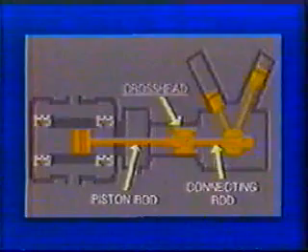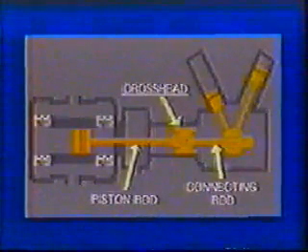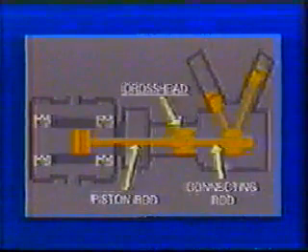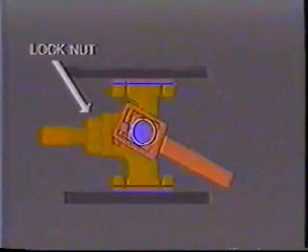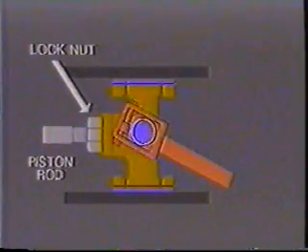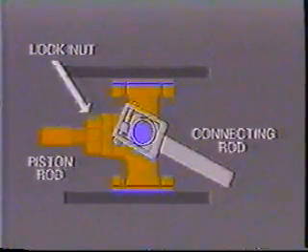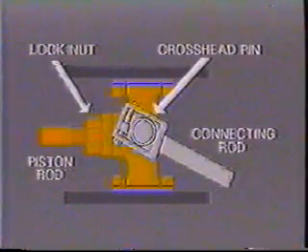The crosshead joins the connecting rod and piston rod. Passing through the distance piece, the piston rod drives the piston. The crosshead allows the piston rod to move only laterally, yet allows the connecting rod to have rotary motion. A lock nut secures the piston rod to the crosshead. The connecting rod is attached to the crosshead with the crosshead pin.